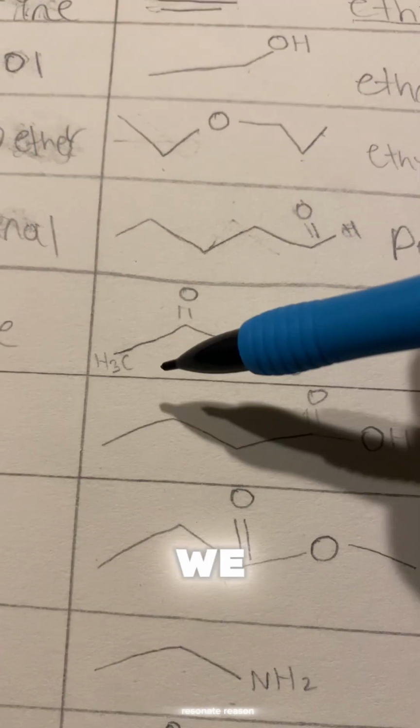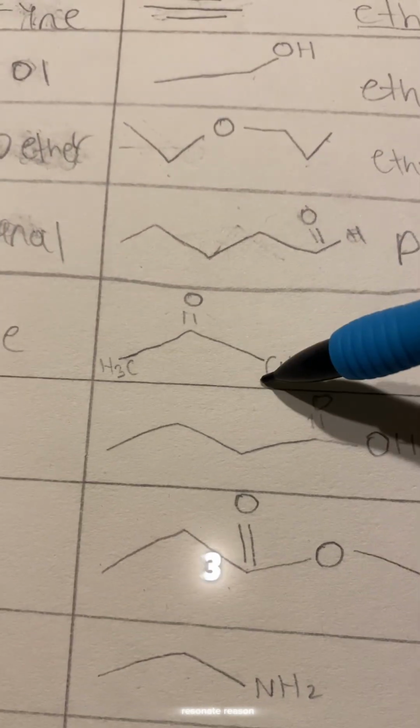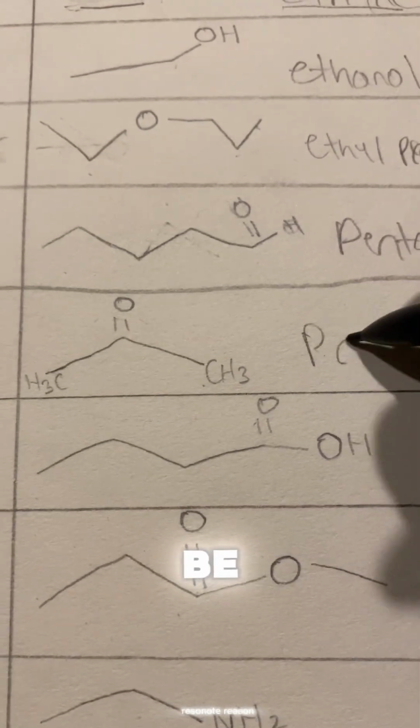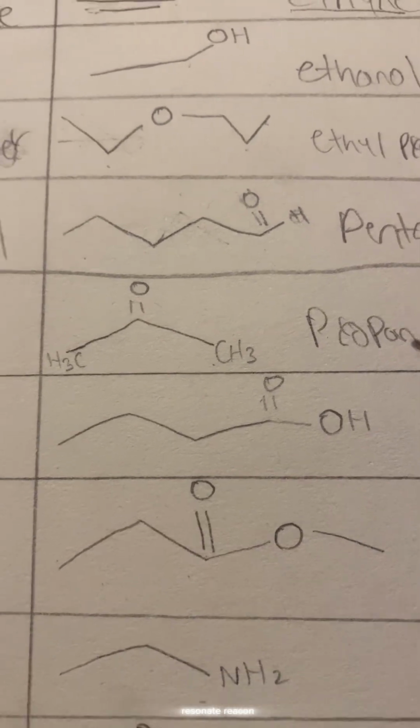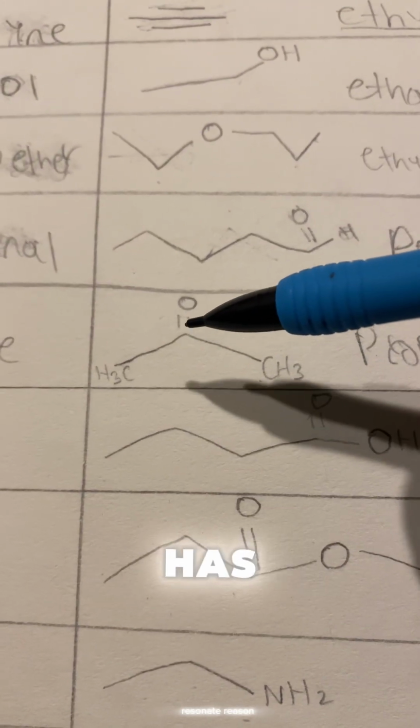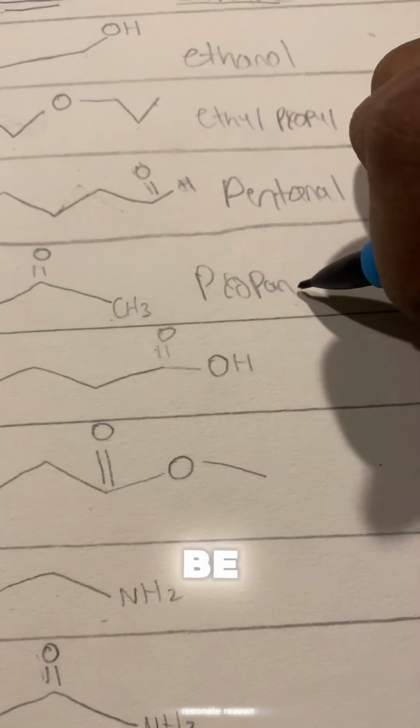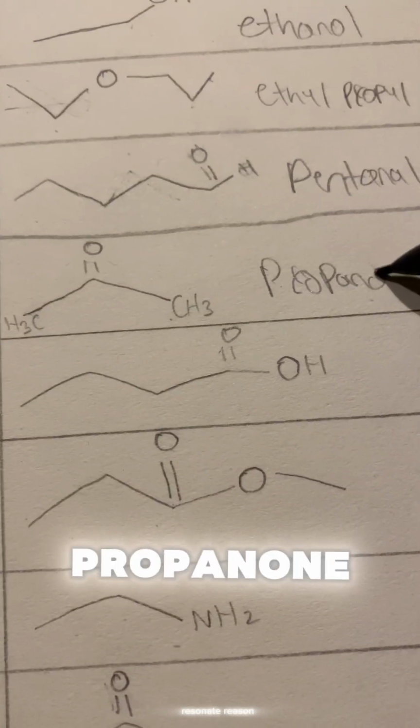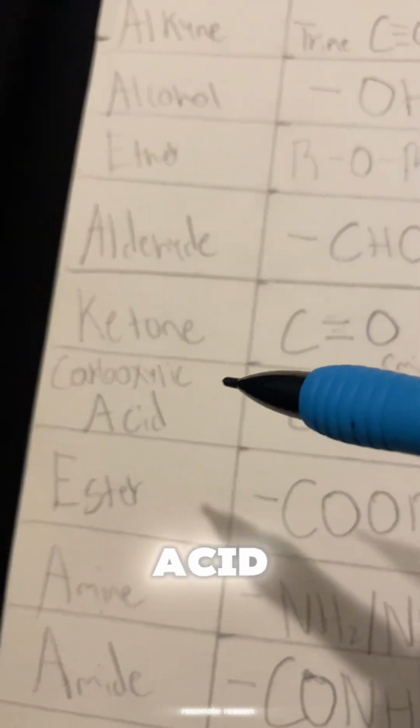If you look over here, we have 1, 2, 3 carbons. So we know our prefix is going to be propane. And we know this is a ketone because it has a double bond of oxygen in the middle. So that's going to be, at our suffix one, it's going to be propanol. Let's move on to our next one, carboxylic acid.